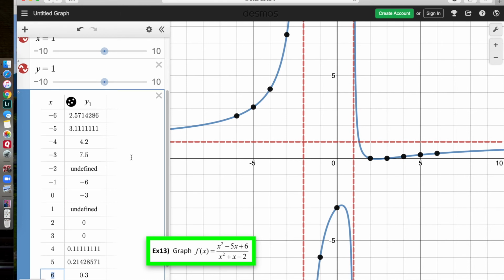So these are the values that will generate points, and just remember, you don't have to graph all of these, but you just want to graph the ones that are easiest to graph and give you an idea of the shape of the graph.